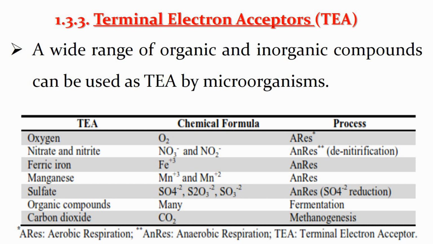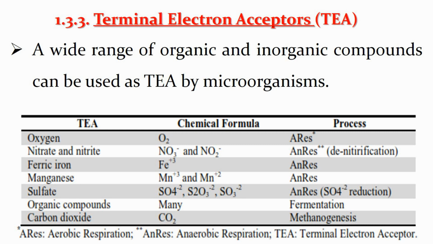A wide range of organic and inorganic compounds can be used as a terminal electron acceptor by the microorganism. If you look at this table, it shows the terminal electron acceptors that can be used, their chemical formulas, and also the process used. For example, if the terminal electron acceptor is oxygen, this is under aerobic conditions. If the terminal electron acceptor is nitrate or nitrite, this is under anaerobic conditions and is also called the denitrification process.